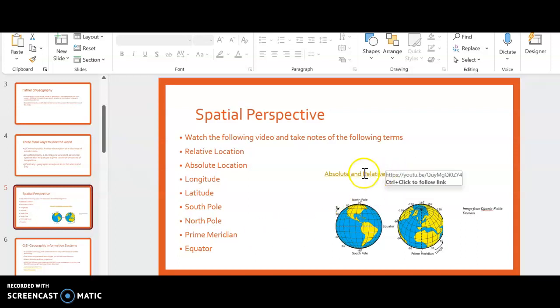Okay, and here's a video on what absolute and relative location is. I'm going to let you guys look that over so that you understand what those are. But our textbook points out where these are located and why they're important. So knowing where longitude and latitude.